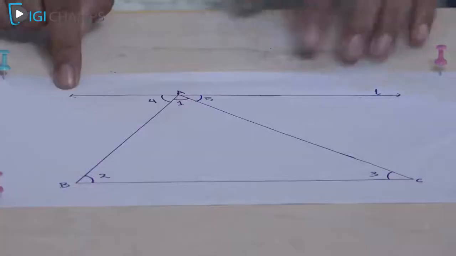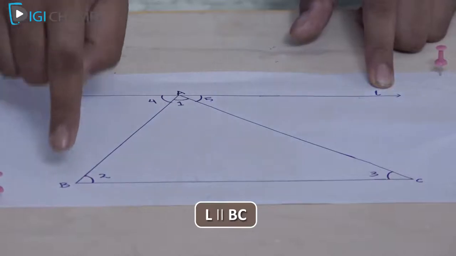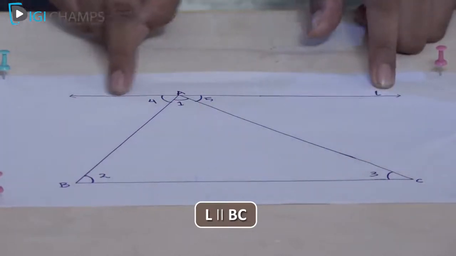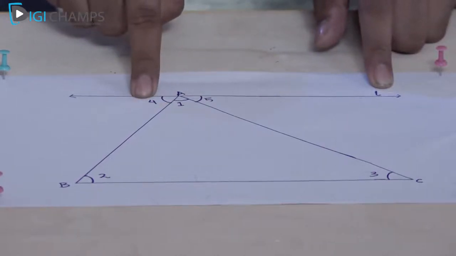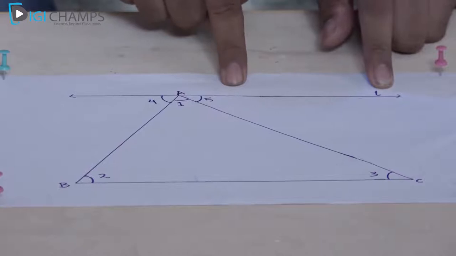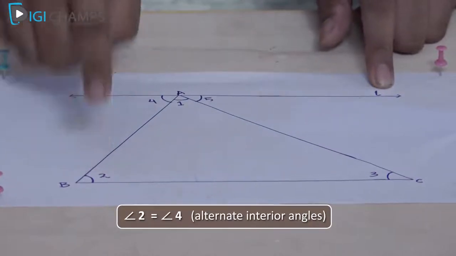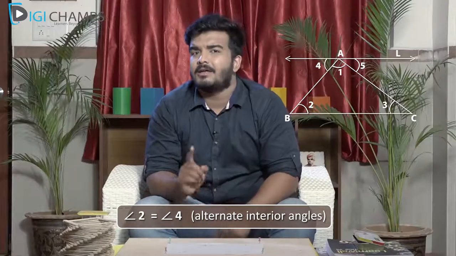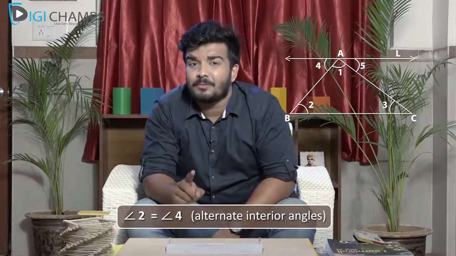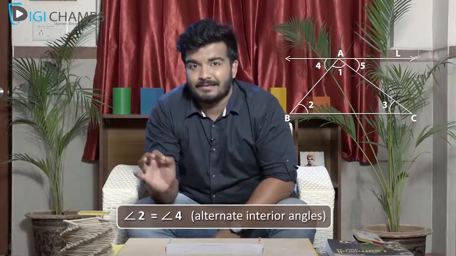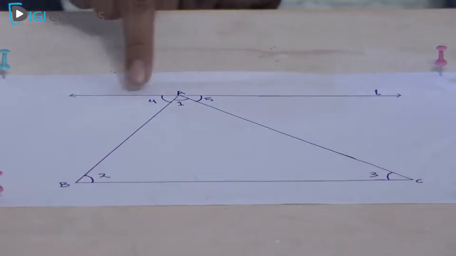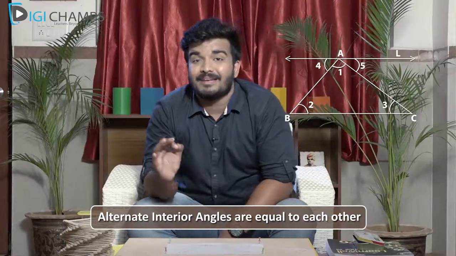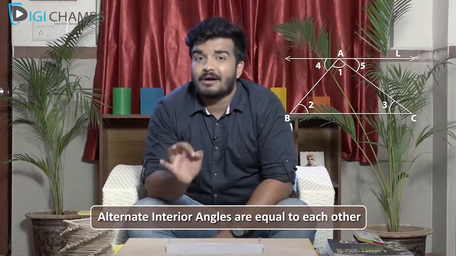So what I've done is a minor construction out here. I've drawn a line L which is parallel to BC. Now when I do this, I get two different angles, angle 4 and angle 5. Here clearly angle 2 is equal to angle 4, because they are alternate interior angles. Because these two are parallel lines, this is acting as a transversal. So these two are alternate interior angles, and by that rule, they are equal to each other.